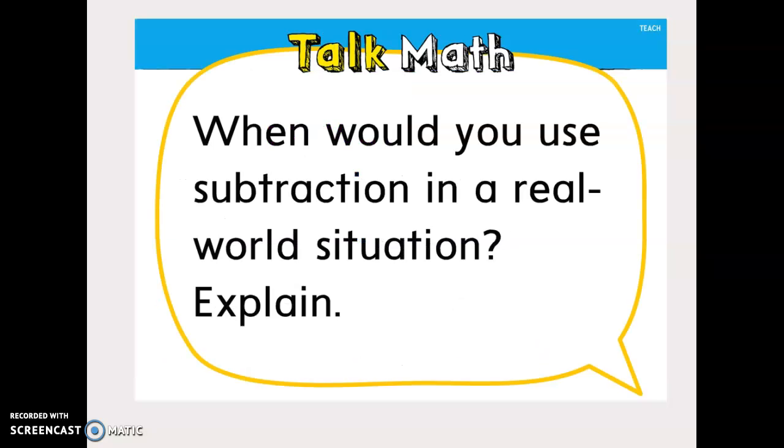All right, we're going to do the talk math at the bottom of the page, and we're just going to talk this through. It says, when would you use subtraction in a real-world situation? Explain. Well, I can think about that very easily. Whenever I am handing out cookies or any treats, I have to make sure we have enough. So I take away from the amount that we have as I'm passing them out. And whatever the difference is, it better make up for the rest of the kids that are in the class. That's one of Miss Ellen's ways to use real-world subtraction.